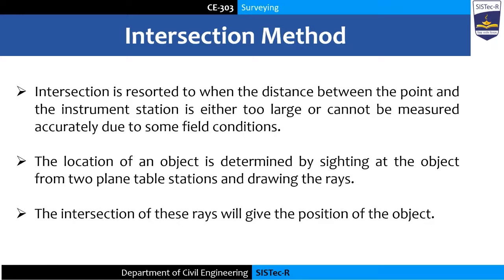The location of an object is determined by sighting at the object from 2 plane table stations and drawing the rays. How this intersection method is done, we will see later, but the only point that you have to remember is that this method can be adopted at the place where some station is inaccessible or where we can't place the table. The third point is the intersection of these rays will give the position of the object. So we will intersect the rays from the different stations to all the other stations, to get the traverse. We will see in the next slide how this is done.